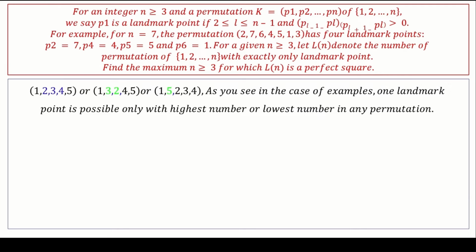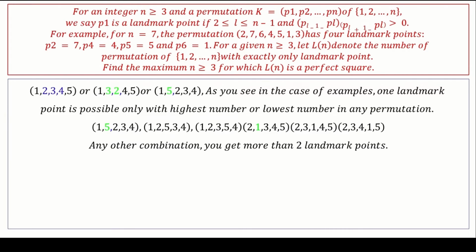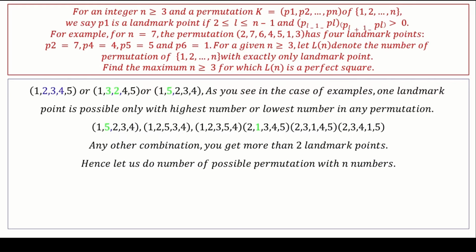Same way, you take the lowest number, that is the first number, and you keep it anywhere in between. It will be less than the neighboring numbers, which means it will have only one landmark point. So these are the only permutations possible. Any other change, you will have multiple landmark points. Now let us find the number of possible permutations with n numbers.